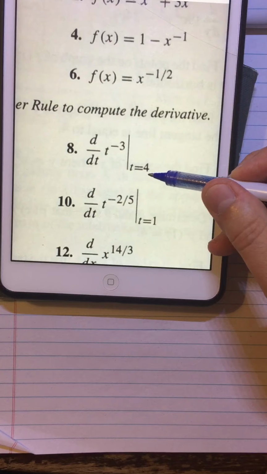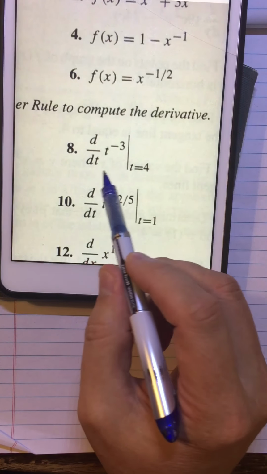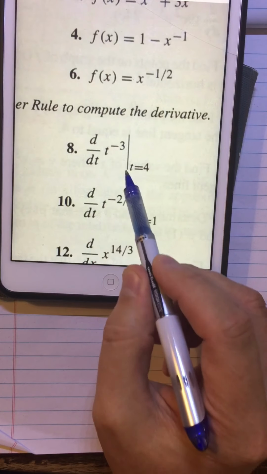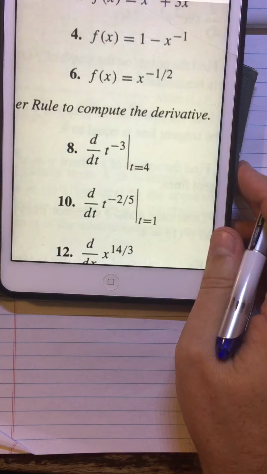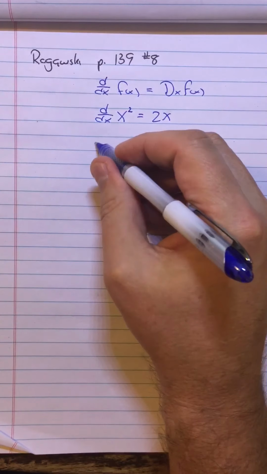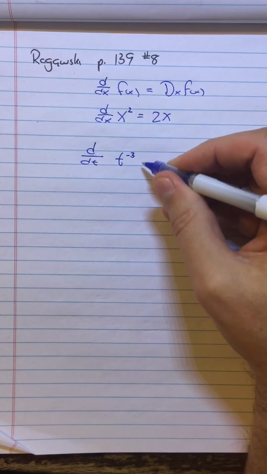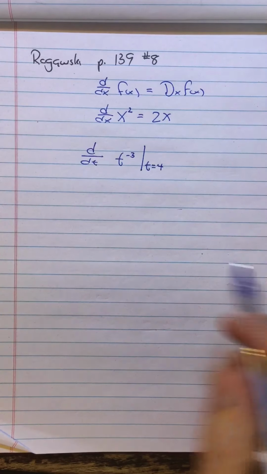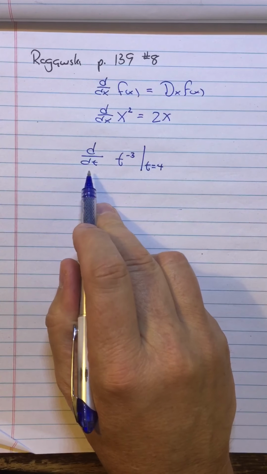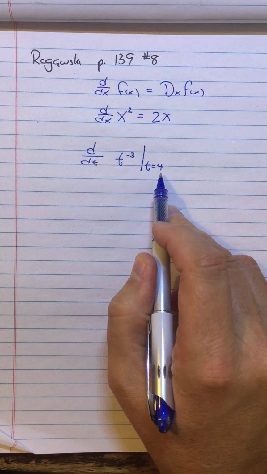Now, the other thing that they've got that's really useful is this vertical line, and then they put a value. We're going to use this notation a lot. What it means is whatever expression you have before it, you evaluate it with the value of the variable that is specified. So when it says the derivative with respect to t of t to the negative 3 evaluated at t equals 4, that's how you read that.